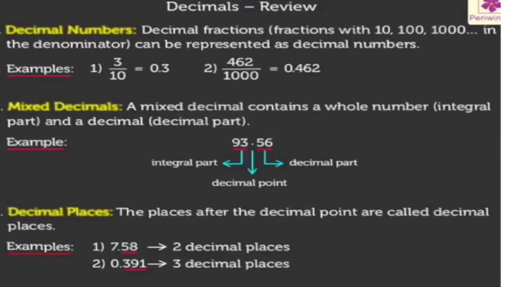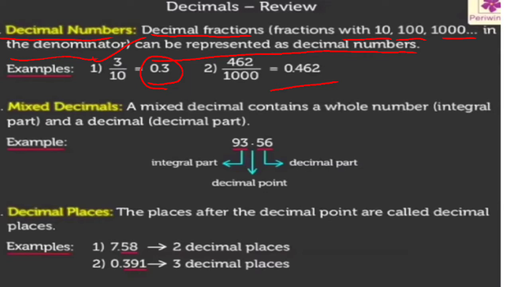So, decimal numbers or decimal fractions, fractions with 10, 100, 1000 in the denominators, can be represented as decimal numbers. What are decimal numbers? Decimal fractions, meaning 10, 100, 1000 in the denominator, can be represented as decimal numbers. Watch the example. If I write 3 upon 10, that means 0.3. So this is a decimal number. If I write 462 divided by 1000, that is equivalent to 0.462.